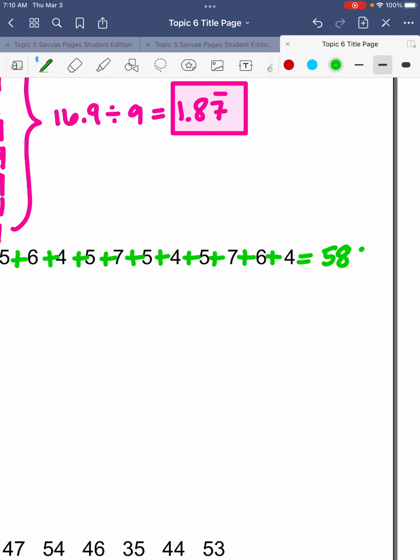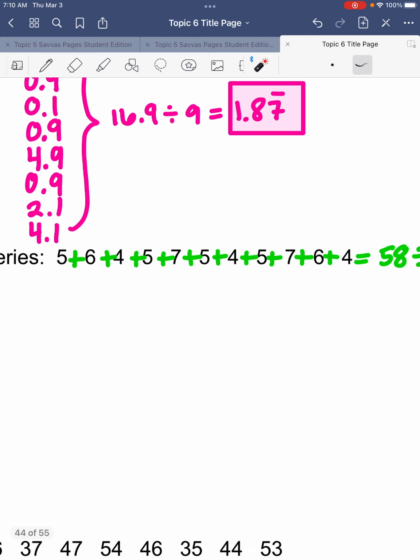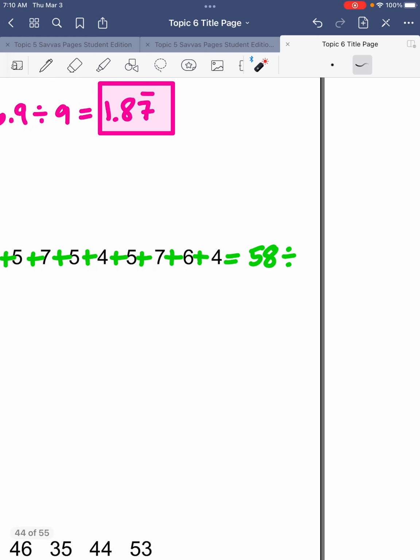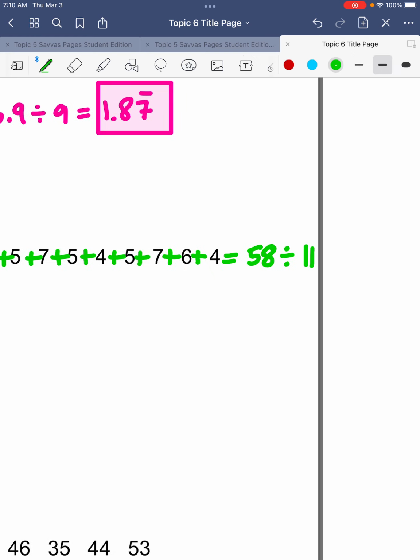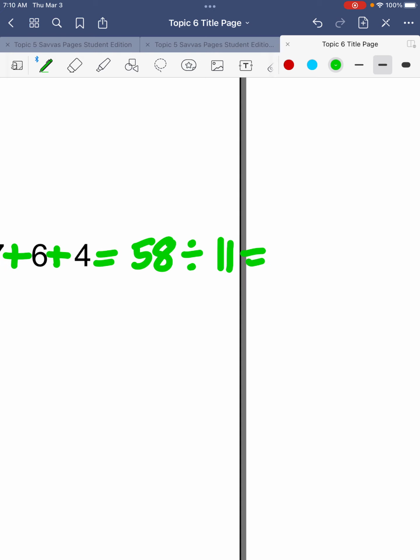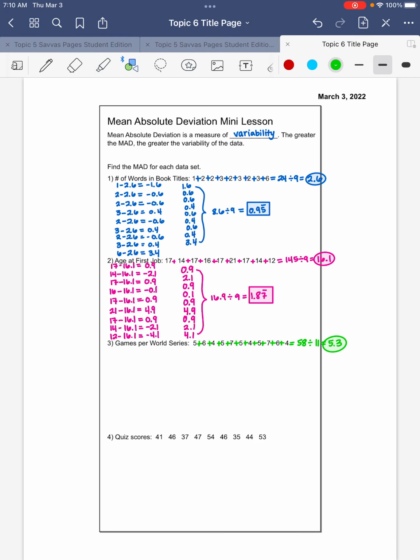Okay, now we need to divide that by the number of terms that we have. And we have 1, 2, 3, 4, 5, 6, 7, 8, 9, 10, 11 terms. So we're dividing 58 by 11. And when we put that into our calculator, 58 divided by 11 is 5.27 repeating. So I'm just going to do 5.3. Okay, just to keep it easy because this is my mean, right? So now I have to take every term and subtract the mean from it.